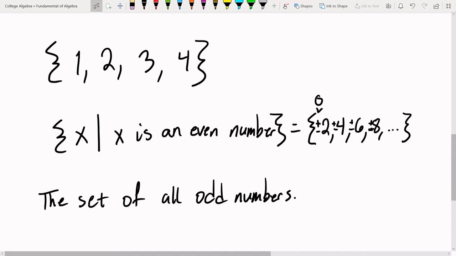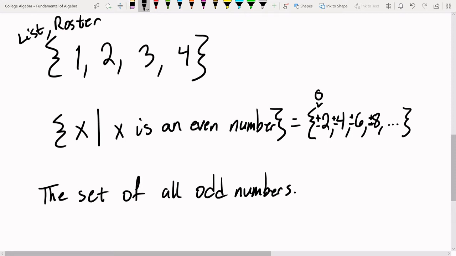We will typically be using the roster or the list method here on the top because we're not really working with any kind of special quantities. We're going to be just kind of stating what we're working with. Now, sets can have operations on them just like numbers. They're kind of like addition and subtraction. They're not really the same thing, but they're kind of similar to that.